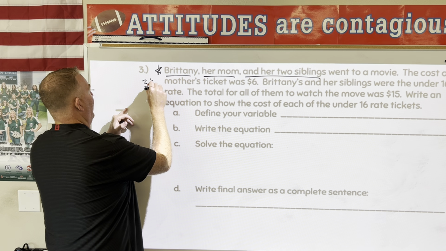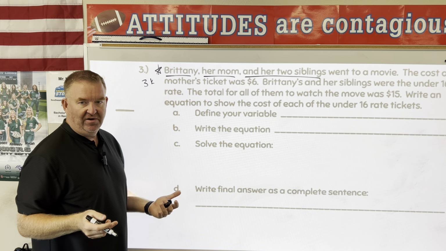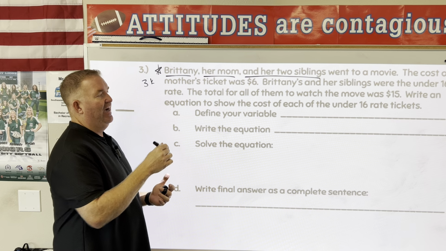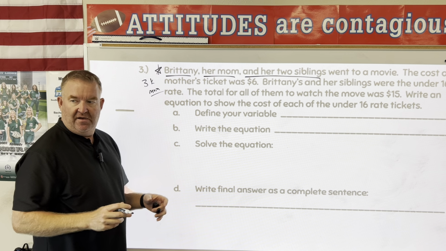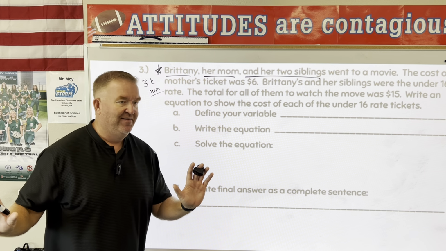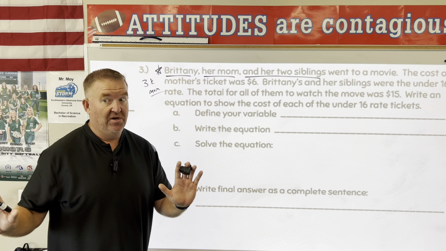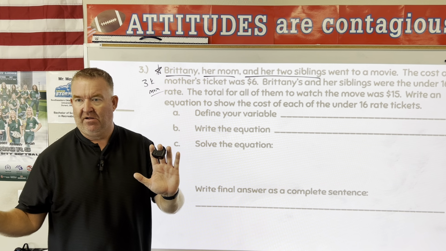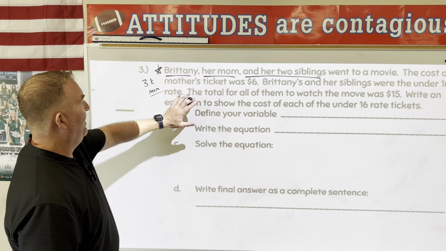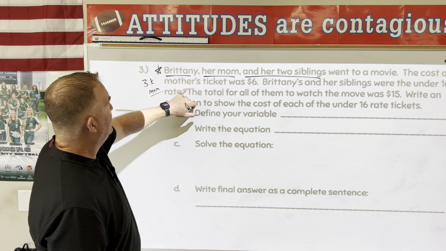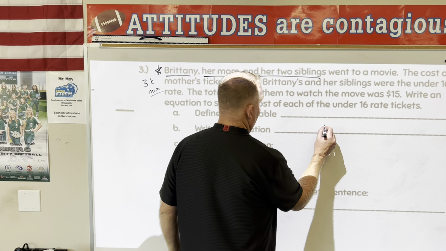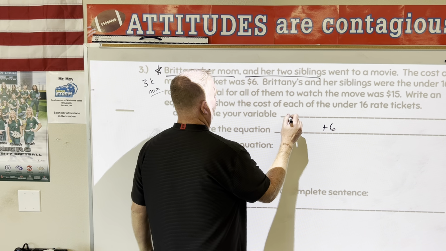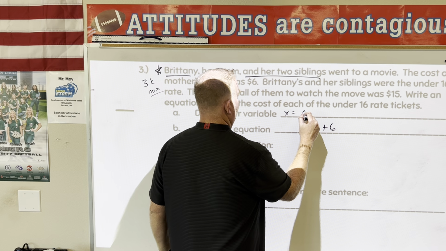I'm going to just put 3K. Okay, you can put whatever letter. And mom. That's who's going. Yes? Is everybody with me? Guys, let me know that you understand me. All right, cool. I want to be sure we know that. They all went to the movie. The cost of her mom's ticket was $6. Okay, so I know that her mom's ticket was $6. Yes? What do we not know? The cost of the child ticket, right?